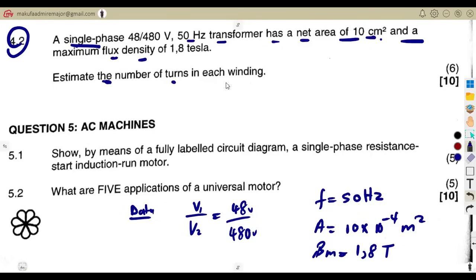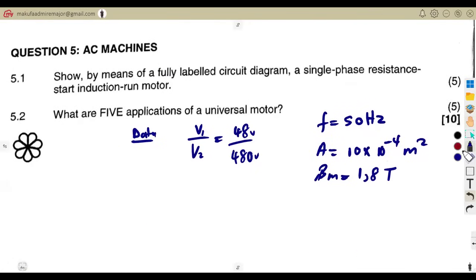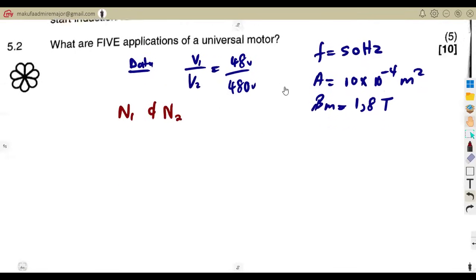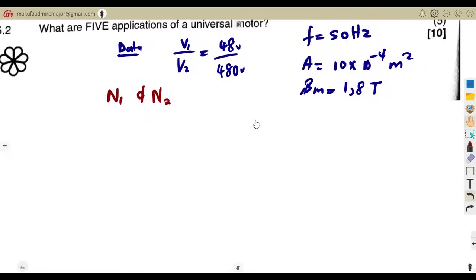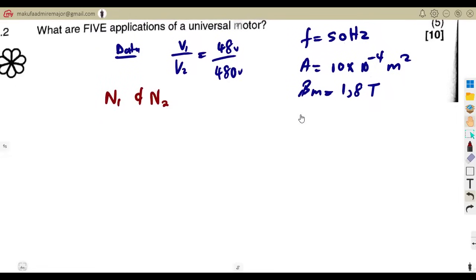Estimate the number of turns in each winding that we have, talking of N1 and N2. Estimate. How are you going to do this? The moment you're given this maximum flux density, you think of the EMF equation, where we talk of the maximum flux there, because remember the maximum flux is used. From where? From the maximum flux density.